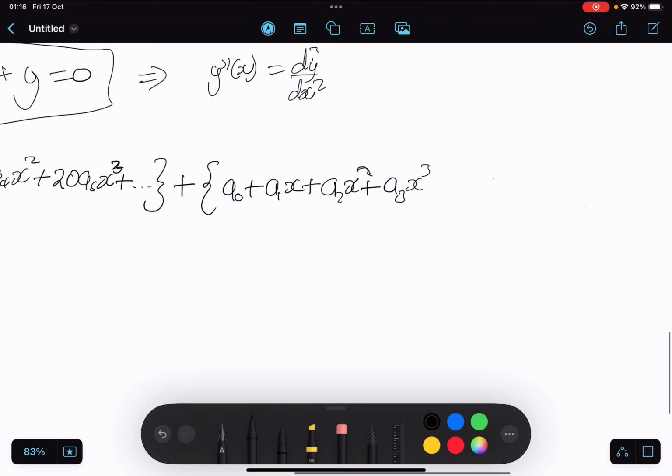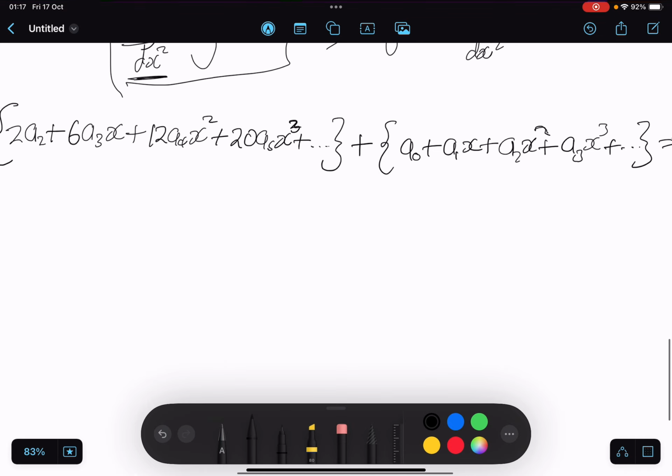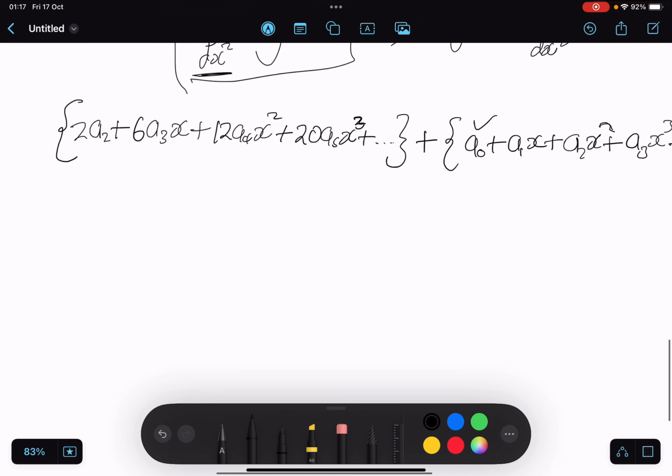It depends on how many terms you can work with. If you can work with more than these terms that I've used here, you can also work x to the power 5, x to the power 6. But let me just go with x cubed. This is equal to 0. So let me collect like terms. This is a constant, this is a constant. So I'm going to have 2a2 plus a0, right?